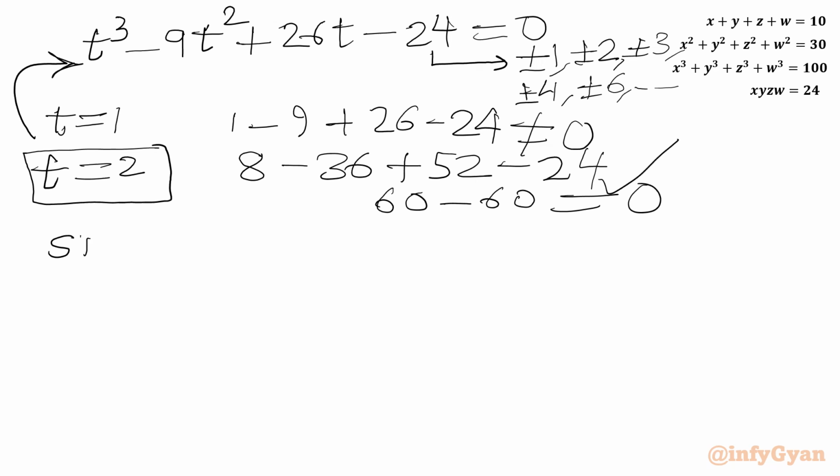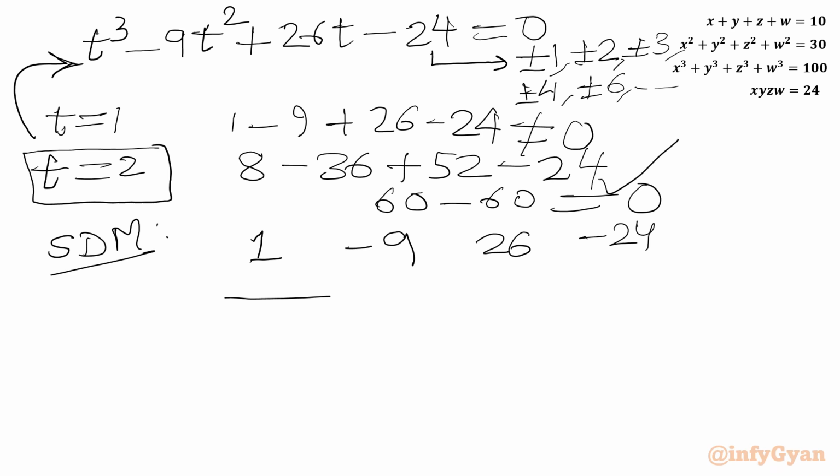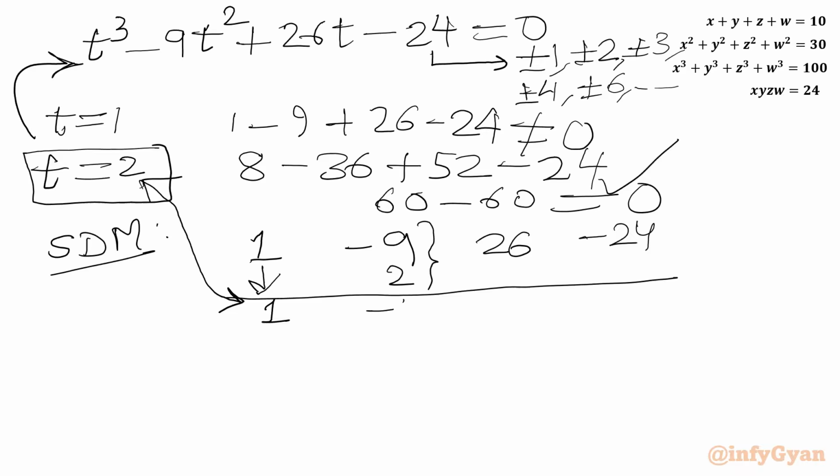Again, we can use the synthetic division method. So I write the coefficients of the cubic equation: coefficient of t cube 1, coefficient of t square minus 9, coefficient of t 26, constant minus 24. Put one line over there. The leading coefficient would be as it is, 1. Now we multiply our base solution 2 with the leading coefficient 1. 2 times 1 is 2. We add these two. We write minus 7 here. 2 times minus 7, minus 14.